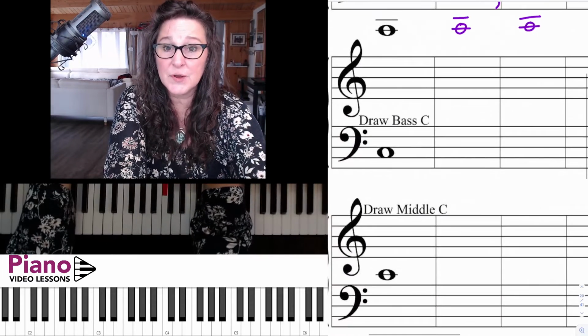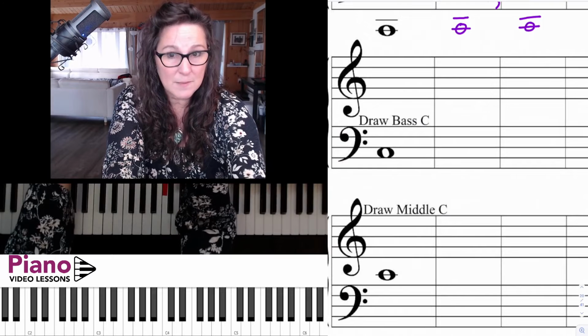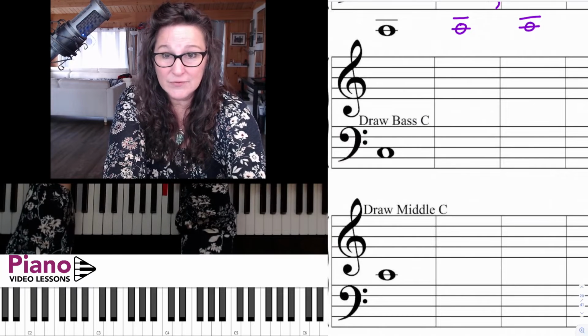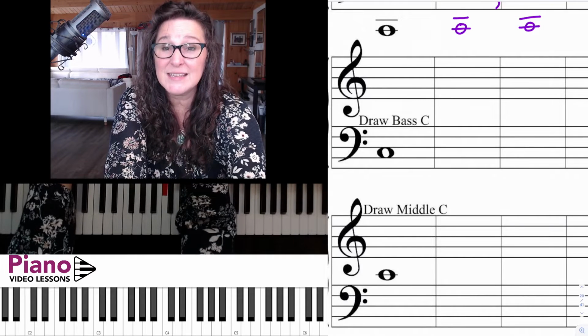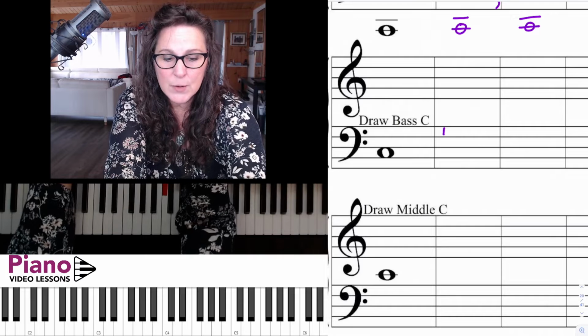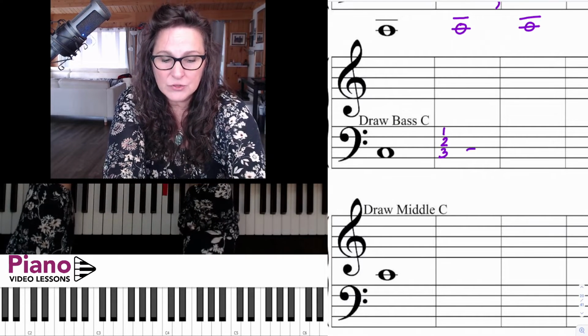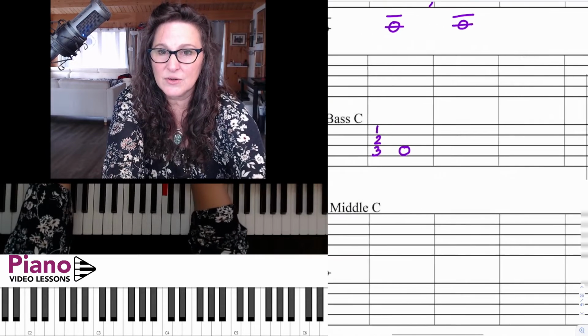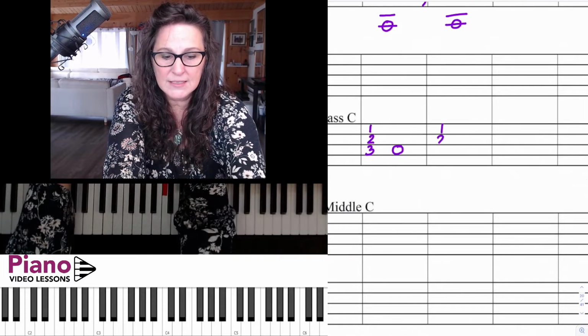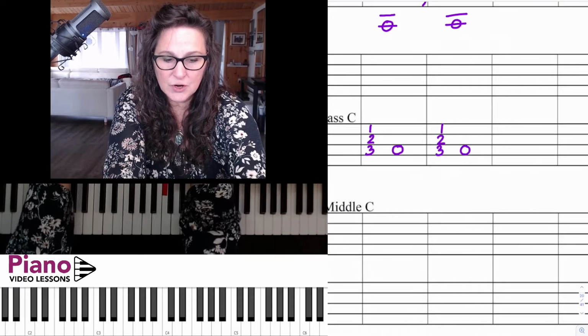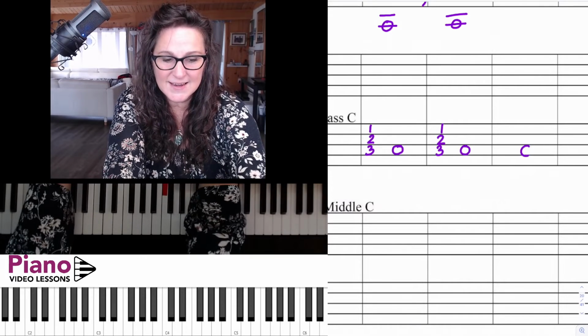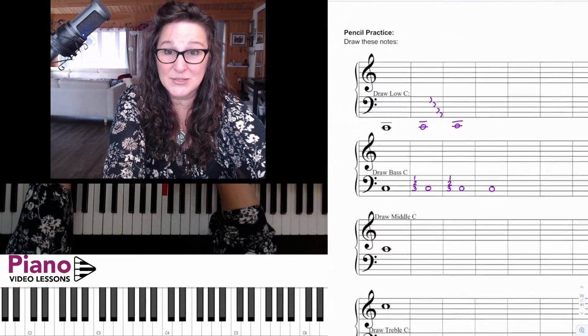Okay, now we'll practice drawing bass C, and we're memorizing these notes now. We're not referencing them to other notes because these are landmarks. So now we want to make sure we're counting down 3 spaces and drawing the C in that third space from the top. So counting down 3 spaces and drawing bass C in each of those measures.